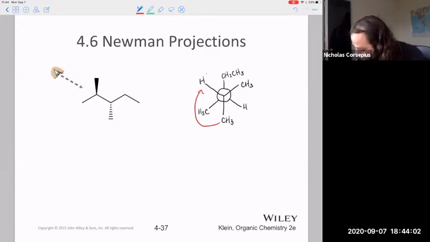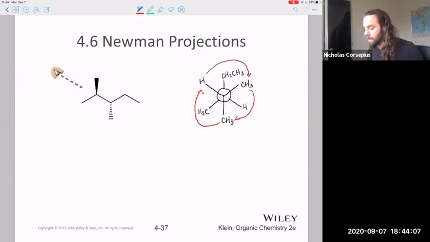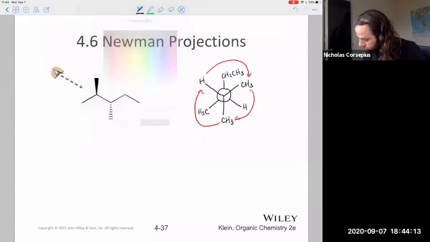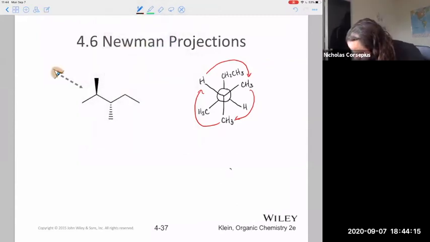So here I'm going to take that front carbon and rotate it 120 degrees. What that would look like is all those groups are going to switch places in this clockwise fashion. And now I'm going to redraw my Newman structure. I'm actually going to start with the back, just because everything there stayed the same. Makes that easy.